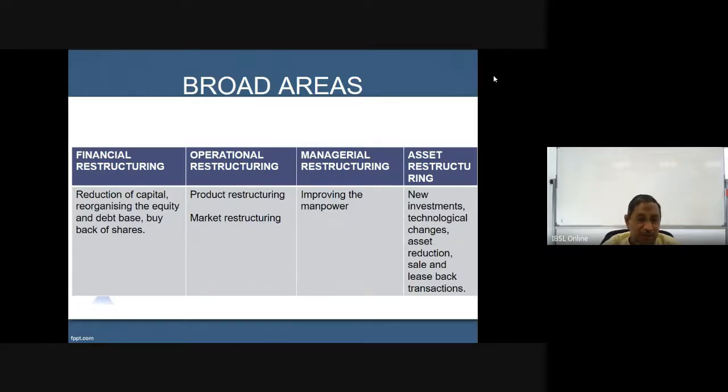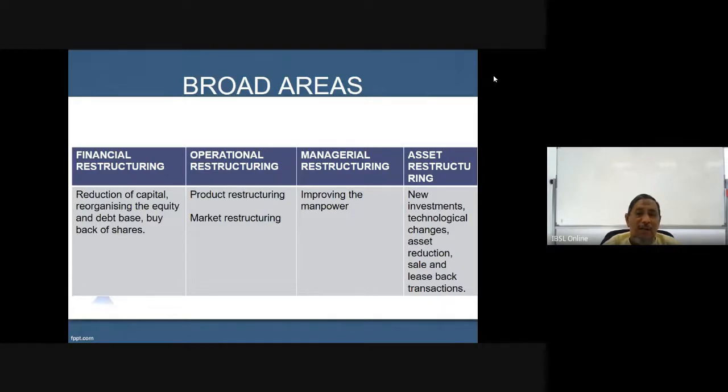Product restructuring means restructuring the product according to the customer need. Identify the customer needs, develop a product to meet the customers' needs. In market restructuring, who are the buyers? The product has to be market oriented. Who are the buyers? What are the needs of the buyers? The segmenting of the buyers' market is part of operational restructuring. Managerial restructuring, improving the manpower.